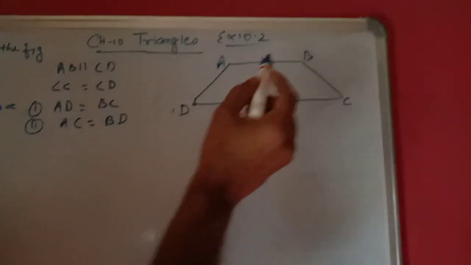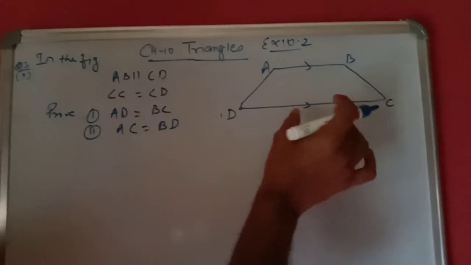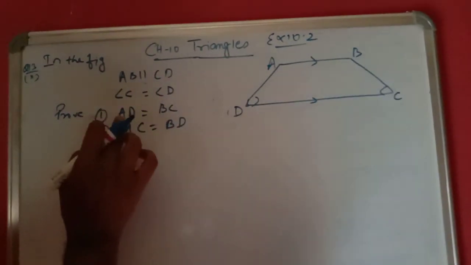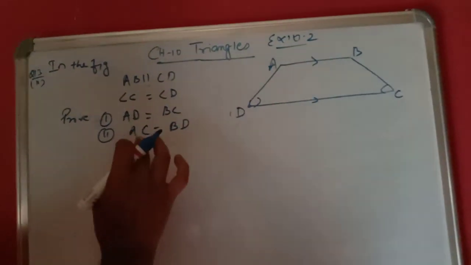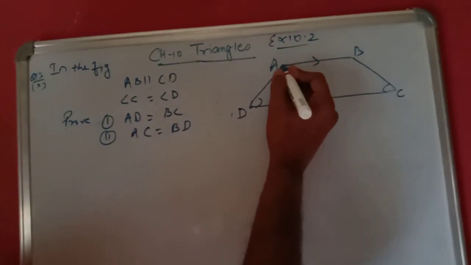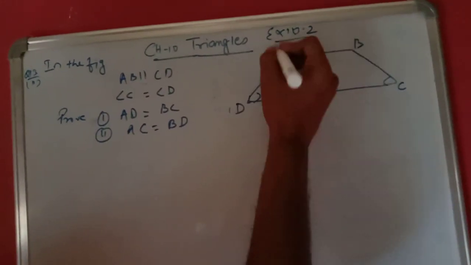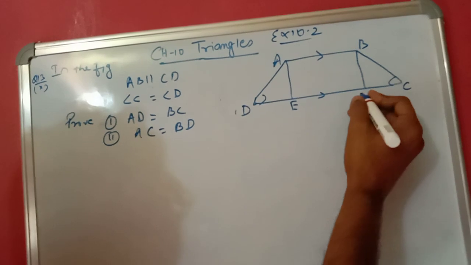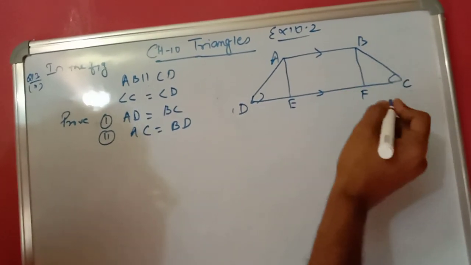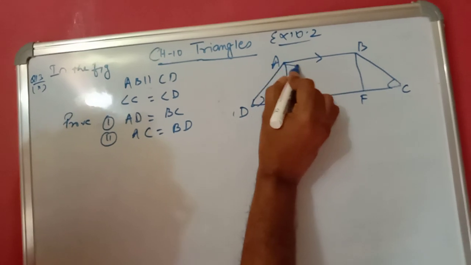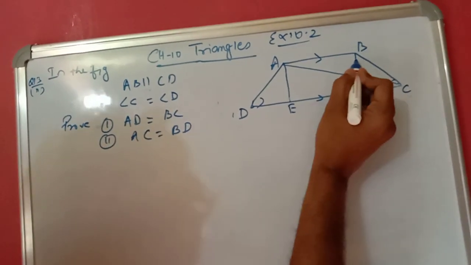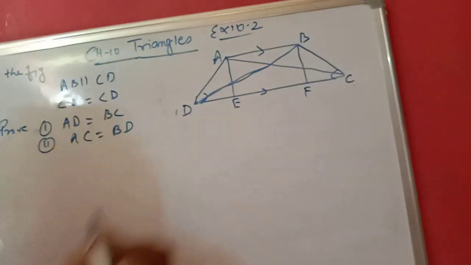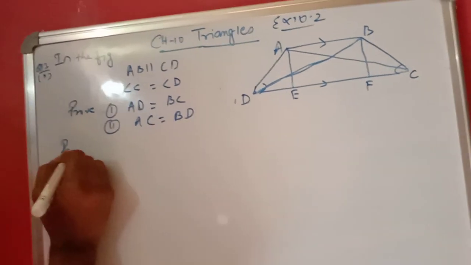See this figure. It is given in this figure AB parallel to CD and angle C equal to angle D. Prove AD equal to BC and AC equal to BD. So first of all, by construction, AE perpendicular to CD and BF perpendicular to CD. Join AC and BD.